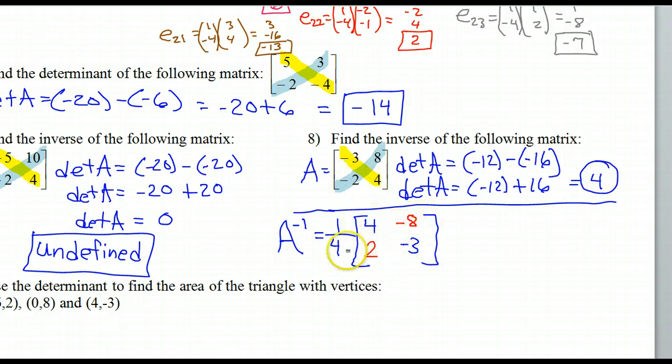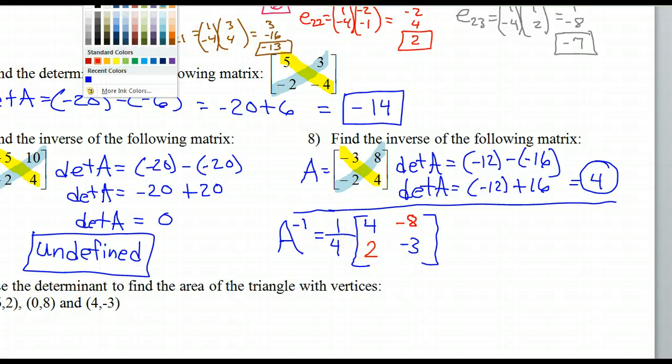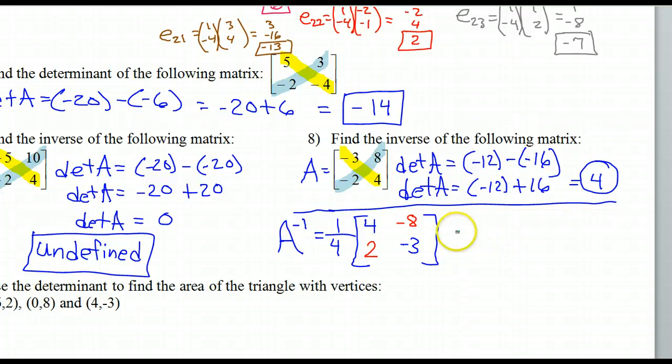Reverse, negate. And now it is time to go ahead and do what we said we were going to do. You know, let me stay red. And divide everything by 4.